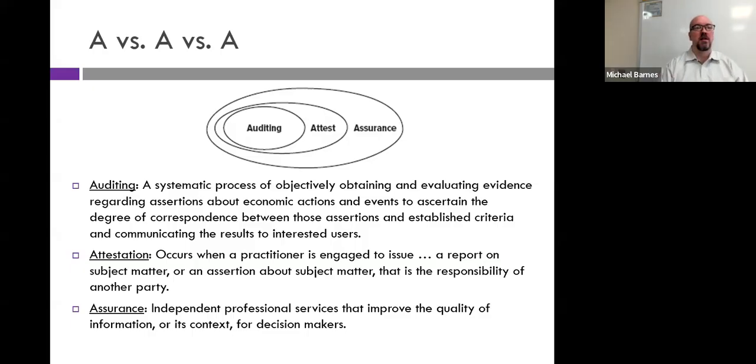Attestation kind of falls in the middle. By definition, attestation is a form of assurance, and auditing is a form of both of those. So don't worry too much about those, other than the idea that these ovals represent auditing as a very specific type of testing or type of engagement. Attestation is more broad, and assurance is very broad. It encompasses all these concepts. And so we're going to talk a little bit more about what other types of things we can do that don't necessarily fall within the purview of auditing. But I want to get to my favorite discussions, okay?